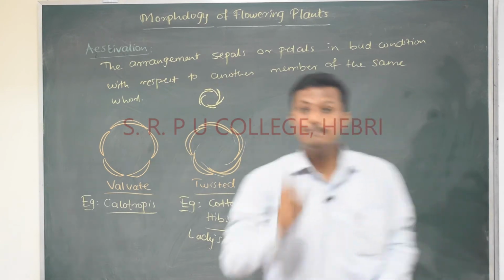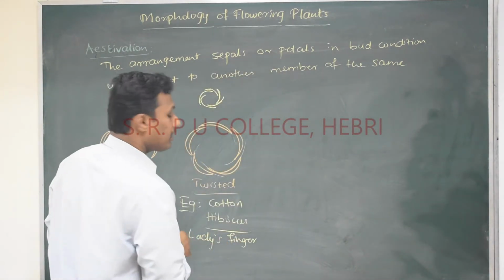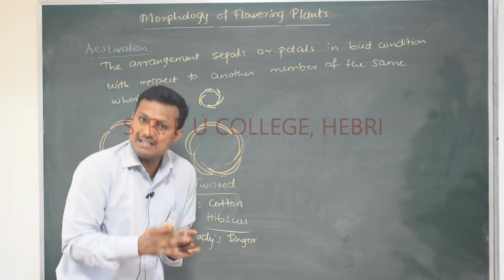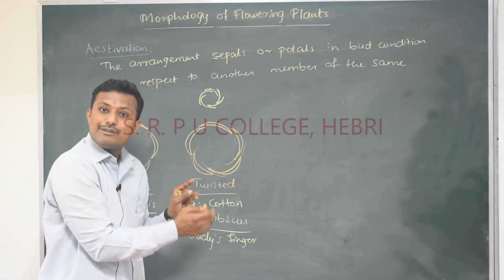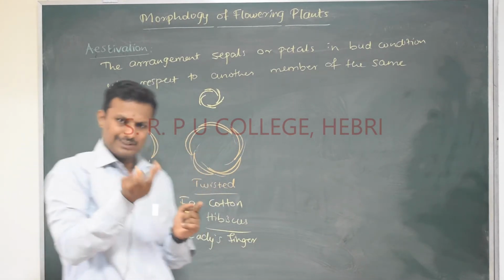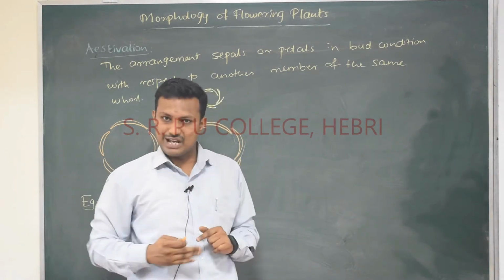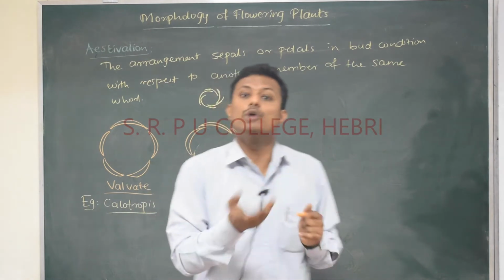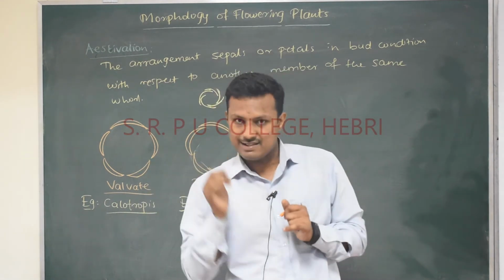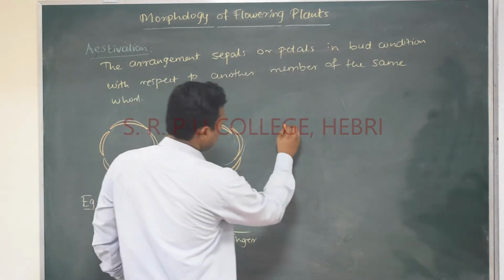Whereas in the case of imbricate aestivation, what do we observe here is one is completely inside. Both the ends of that particular appendage, sepal or petal, both the ends are completely inside, one is completely outside, and other three they are overlapping. That means one outside, one inside. Let us see how is that.